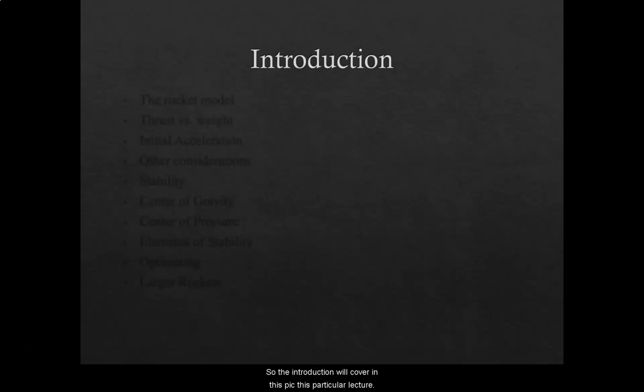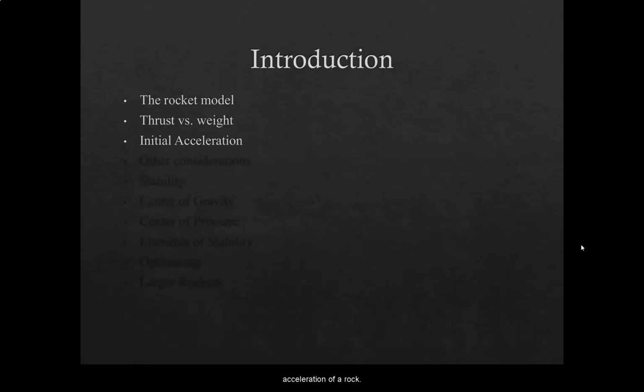So the introduction will cover in this particular lecture the topics of our rocket model that we introduced in the projectile motion lecture. We'll then discuss the topic of calculating the thrust to weight ratio and what the implications are for the value for different types of rockets. We'll then take that quantity and use it to calculate the initial acceleration of the rocket at liftoff. Other considerations that should go into our ultimate rocket model will be addressed at this point, but we will not go into much detail regarding them.